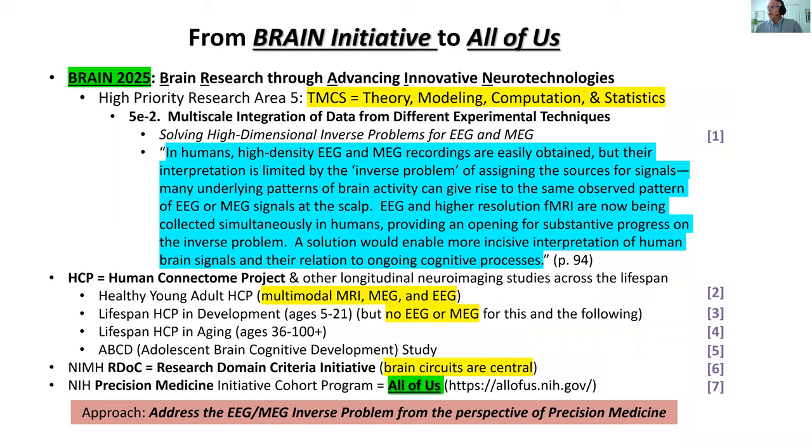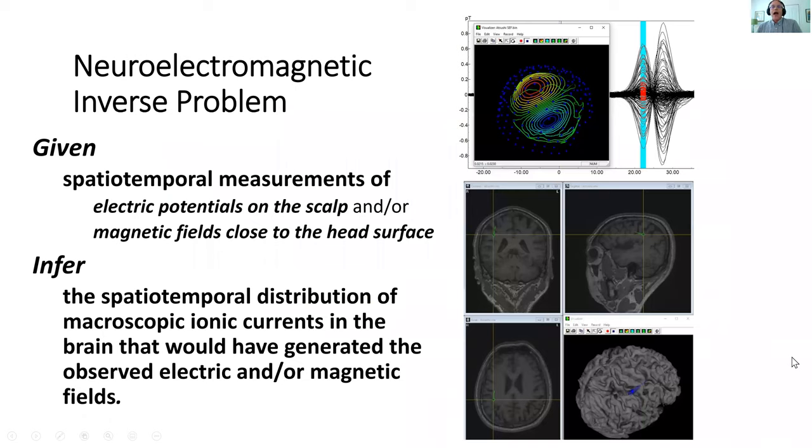So what I was hoping to do here was sort of show a chain of links from the Brain Initiative to the Human Connectome Project to the NIMH RDoC to Precision Medicine, which motivates the approach for the rest of this talk, which is approaching the inverse problem from the perspective of precision medicine, which is about individual human beings. Okay, let's get going on the actual topic here.